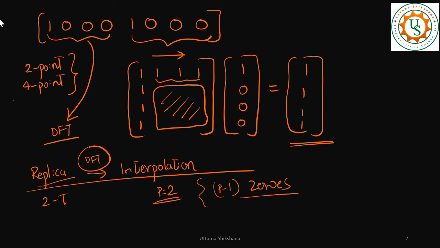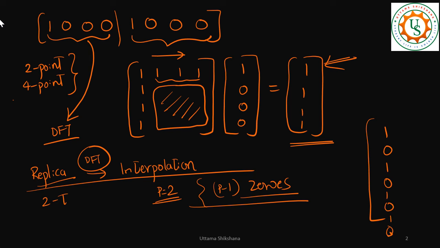the replication is happening in the time domain, 2 times replication. So in the frequency domain, it will be an interpolation with p minus 1 zeros. We need to interpolate. This is our frequency domain samples, right? I'm just doing the interpolation. So after interpolating with factor p equal to 2, I would get it like this.